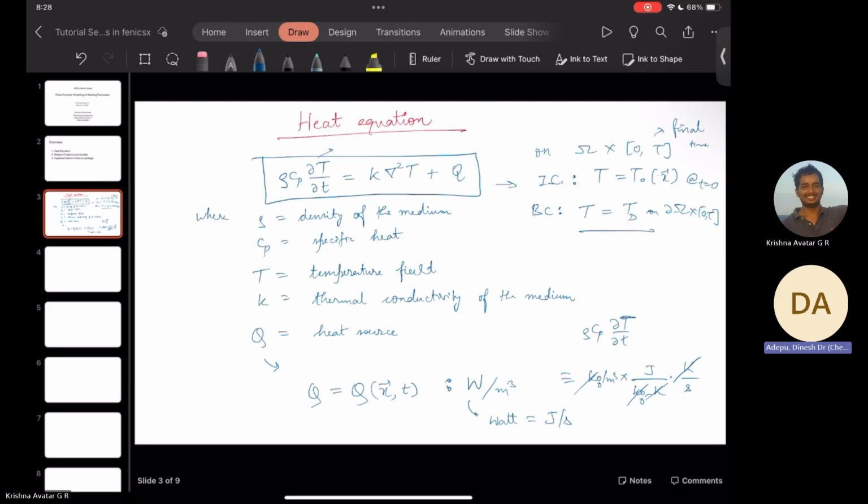You have force per unit area, right? In momentum you usually have stress, which is force per unit area. In a similar way, you have heat energy added per unit volume per time. That's kind of like power. No, that's exactly, you're right.